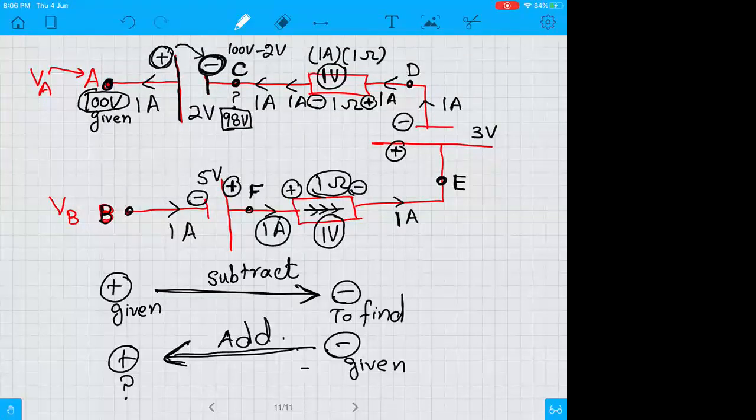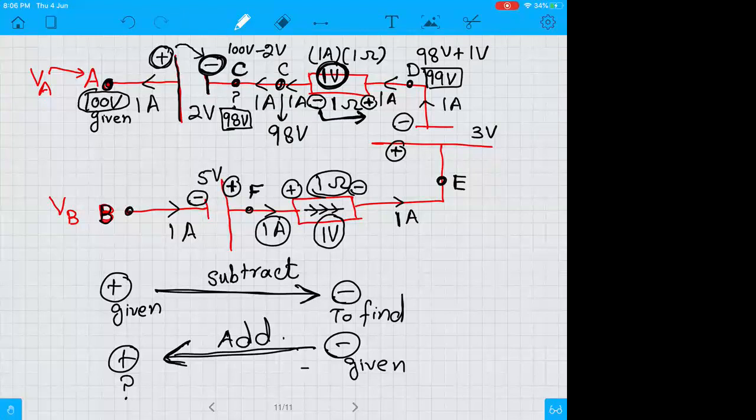Now you see, point C is at 98 volts. And you're moving from negative towards positive. So you have to add it. So this 1 volt potential difference across this 1 ohm will be added. So 98 volt, that was initial. You're moving from negative towards positive. This 1 volt will be added. And at D, you will get 99 volts. So potential at D is 99 volts.